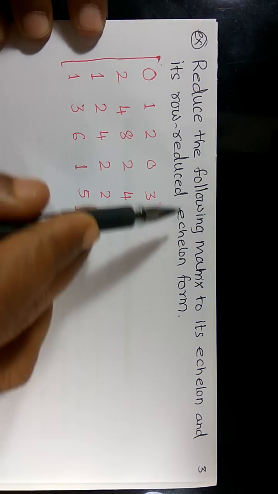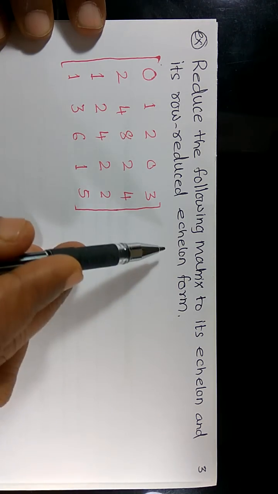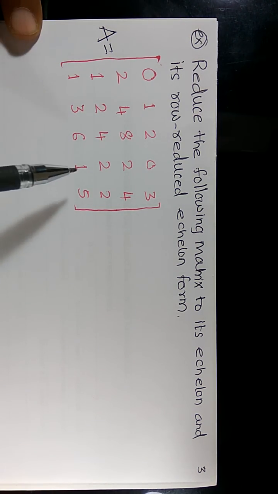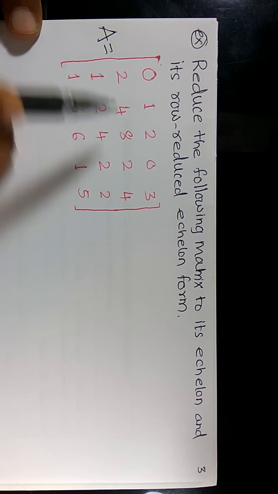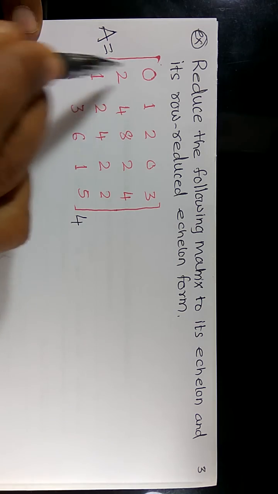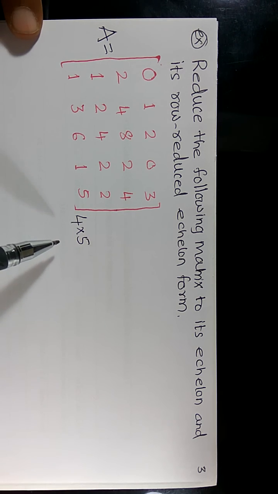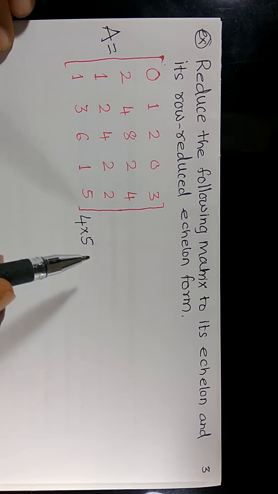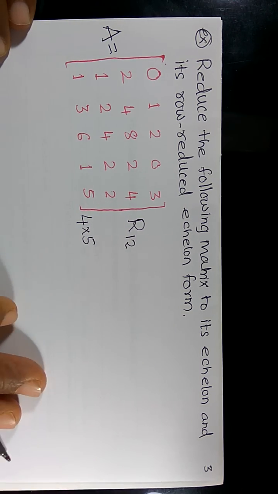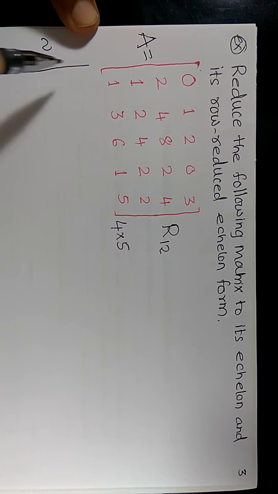So now, reduce the following matrix to its Echelon and its row reduced Echelon form. Say for example, now I want to call it A, which is given with first row, second row, third row, fourth row. How many rows are there? 4. And 1, 2, 3, 4, 5 columns. It is a 4 by 5 matrix. So now I can apply an operation: I can interchange the first and second row.